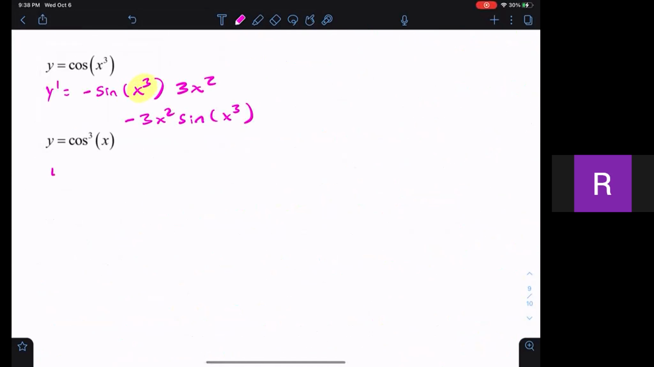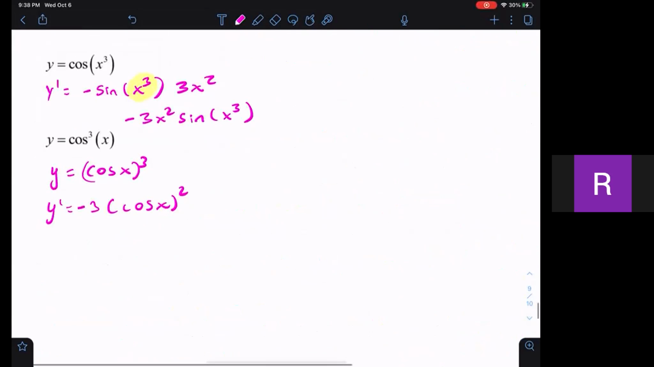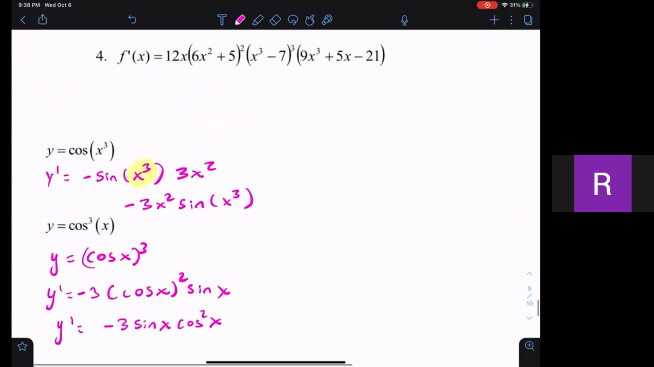This one, you rewrite it first. And then you do y prime equals 3 cosine x to the second. Derivative of cosine is negative sine. So therefore, y prime equals negative 3 sine x cosine, so I can do just cosine squared x. That's it, done. Okay, next.